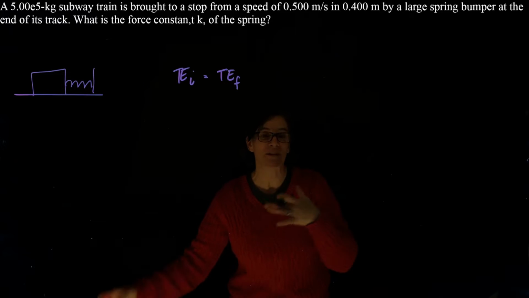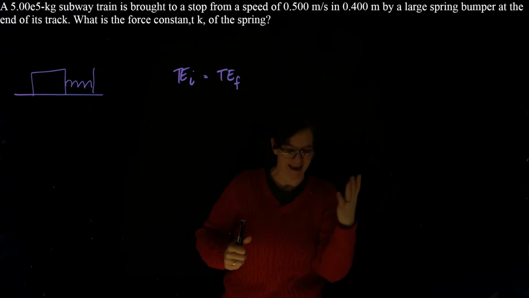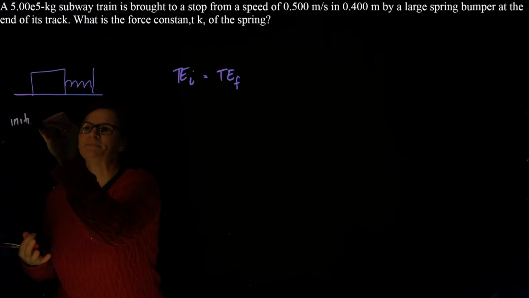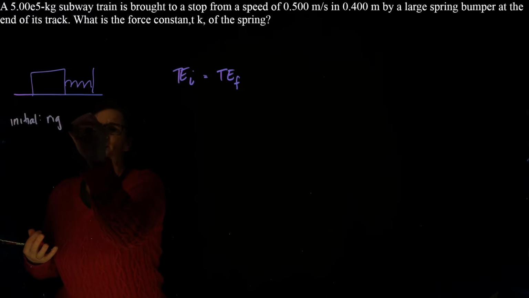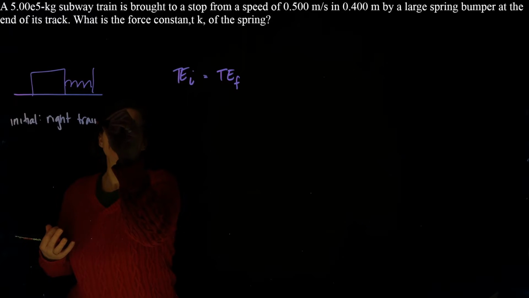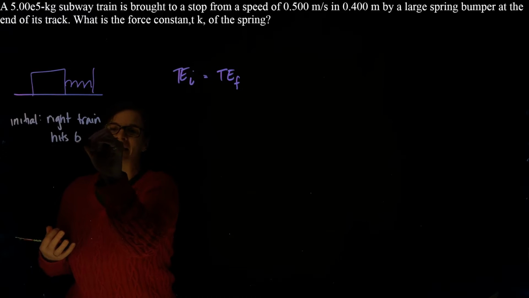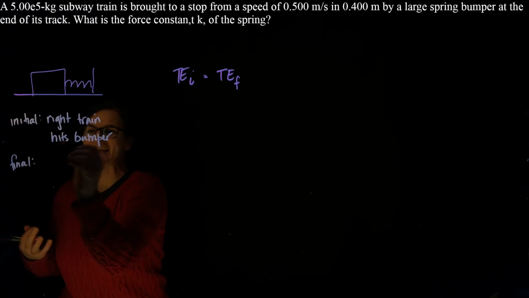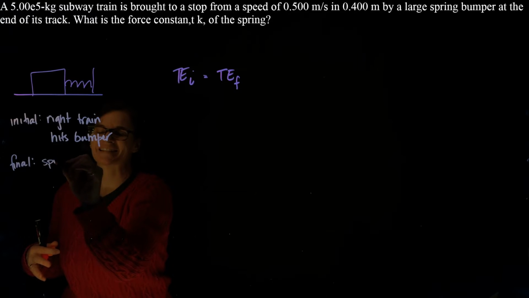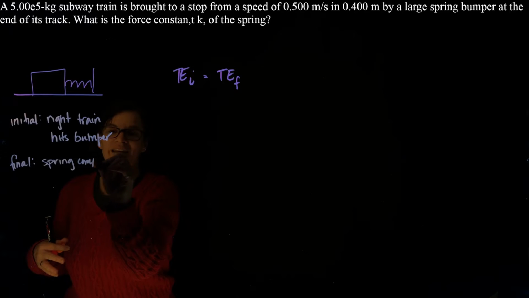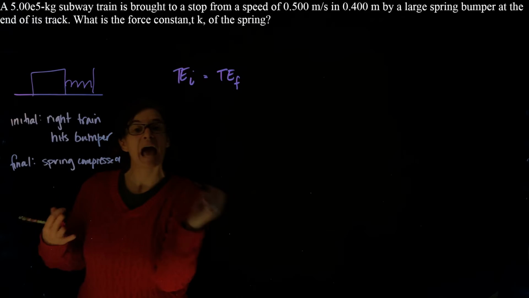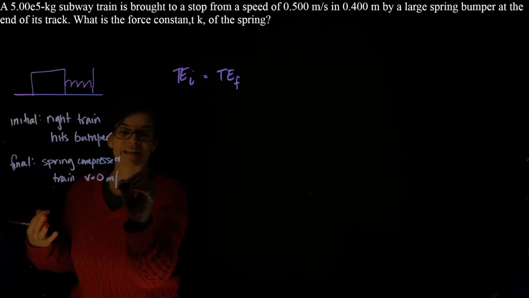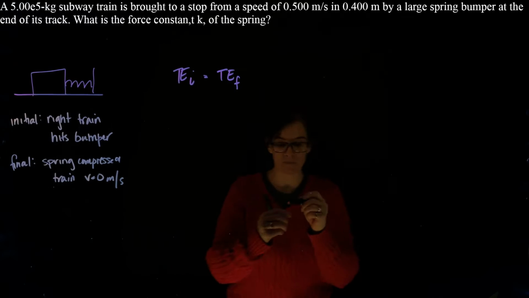What is the initial, what begins, and when are we going to look at it later? For this case, we're going to say that that initial time is right when the train hits the bumper. And the final time, we're going to say, is when the spring is compressed. And this happens when the train has a velocity equal to 0, when it's come to a stop. And that's going to be important.